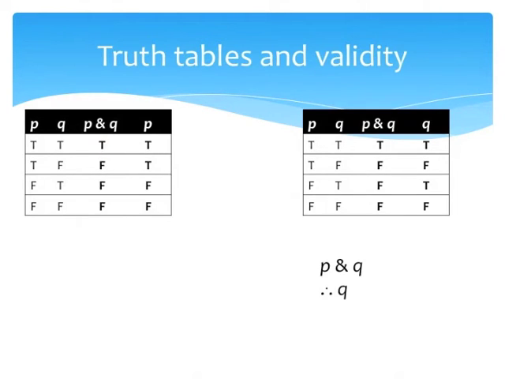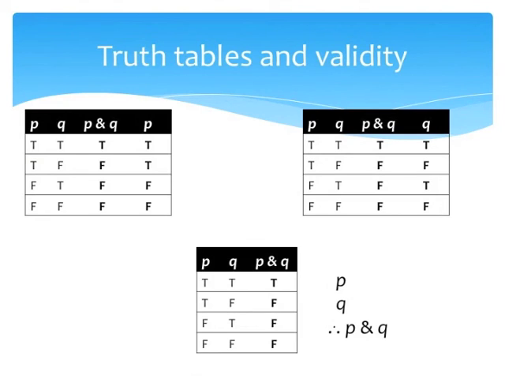Let's apply the same procedure to the argument to the right, which has Q as conclusion instead of P. Again, there is only one row in which the premise is true, that is the first one. But in that precise row, the conclusion is true as well. This means that the argument doesn't have counterexamples, and therefore it is valid. It's the same form as the previous one, but in this case you detach the right conjunct.